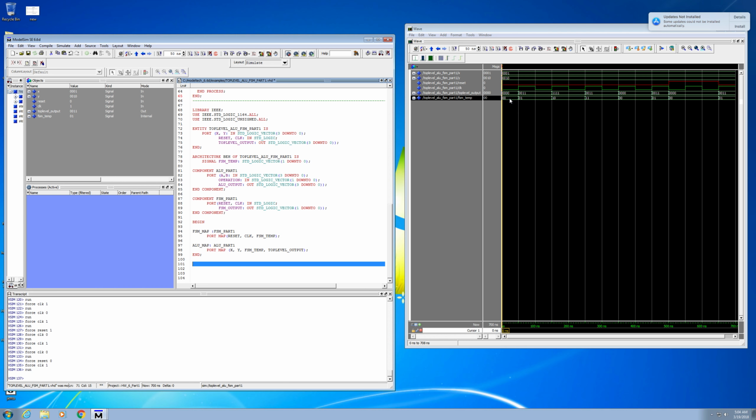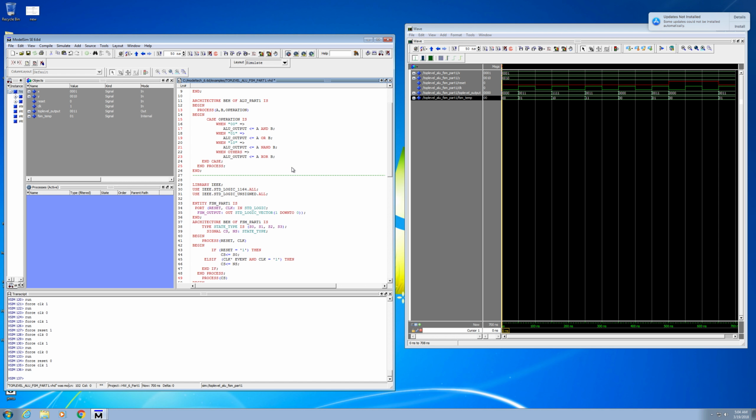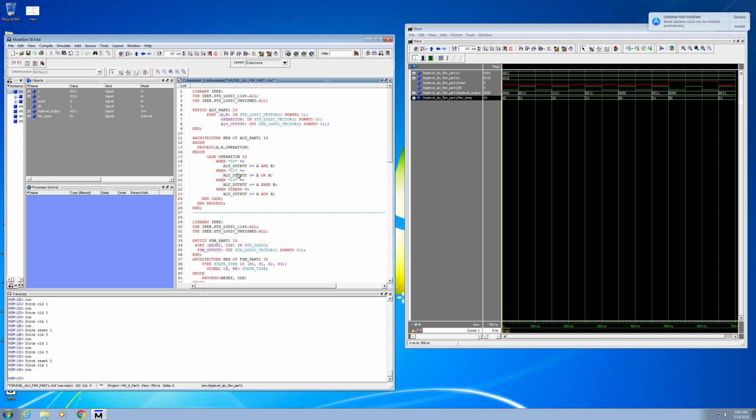And this operation, whichever one in the AOU is performed, let's go up here. That would be the OR operation. This would be the AND operation. This one would be the NAND operation. This one would be the XOR operation. As you can see, they all change on the rising edge trigger when the clock equals 1.